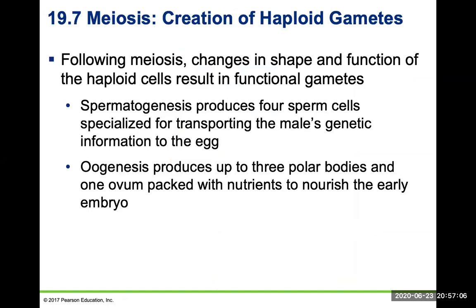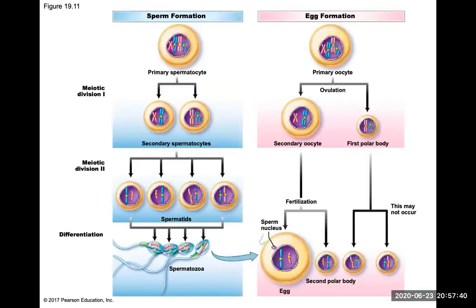Following meiosis, changes in the shape and function of the haploid cells result in functional gametes. So in spermatogenesis, which produces sperm cells, it will produce 4 sperm cells specialized for transporting the male's genetic information to the egg. But in oogenesis, it produces up to 3 what we call polar bodies and only 1 ovum packed with nutrients to nourish the early embryo. So in spermatogenesis, you get 4 sperm, but in oogenesis, you just get 1 egg and 3 polar bodies out of it. So here's a look between sperm formation and egg formation.